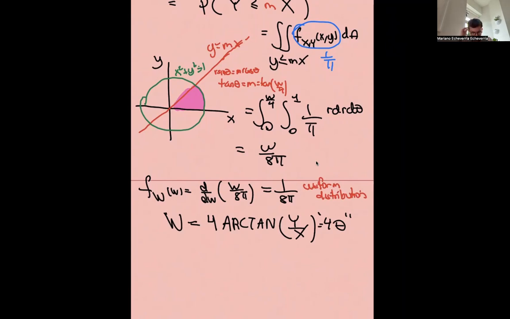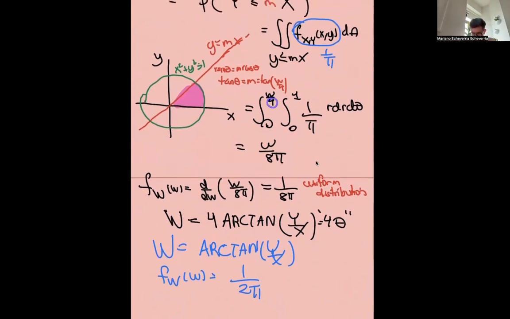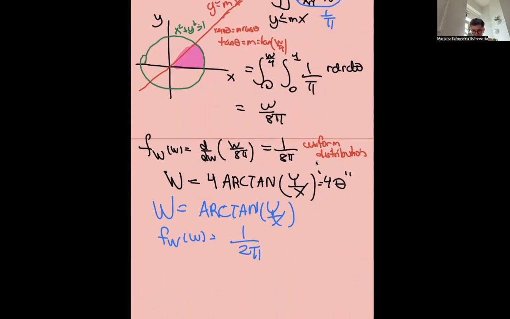If I had literally just chosen arctan of y over x, without this annoying factor of 4, then the density here would just have been 1 over 2 pi. Because you would not have this 4 here, so this becomes 4 times bigger. Okay, so this would have been a better option for the problem. Because the typical angle, if you think about it as going from 0 to 2 pi, is a uniform distribution on the interval with density 1 over 2 pi.